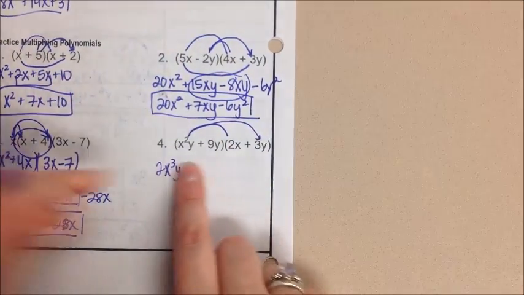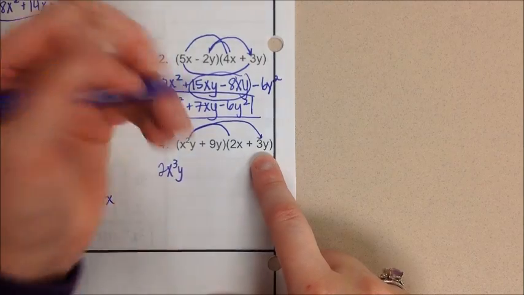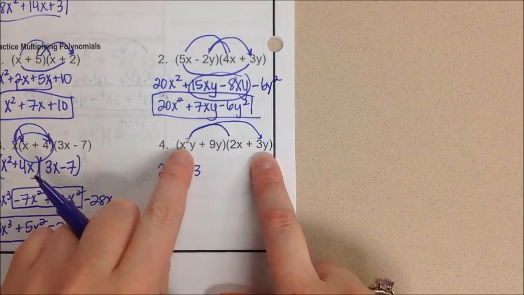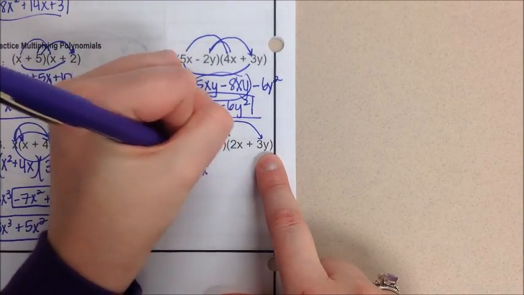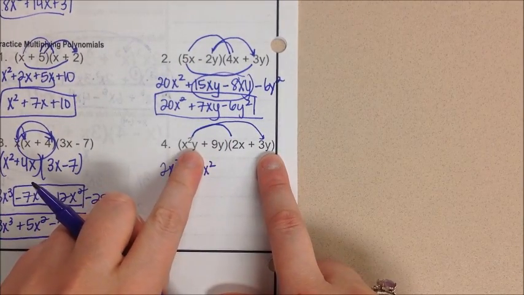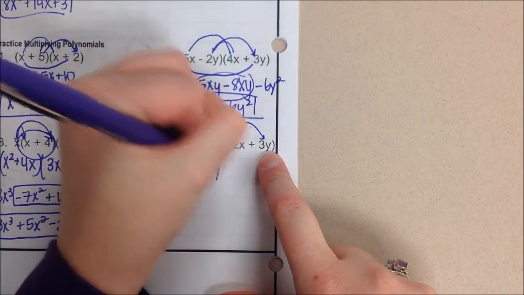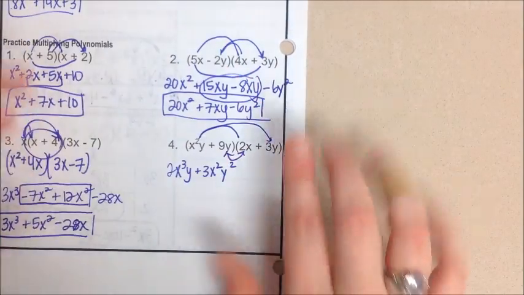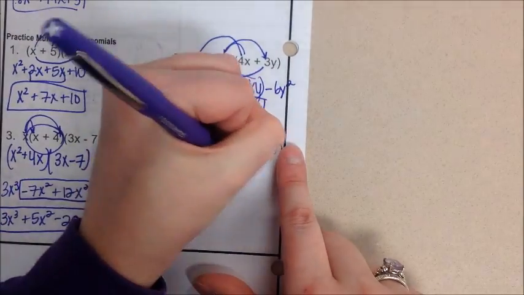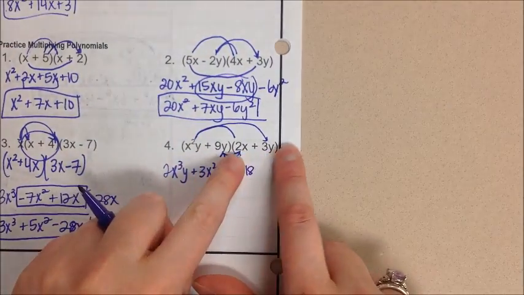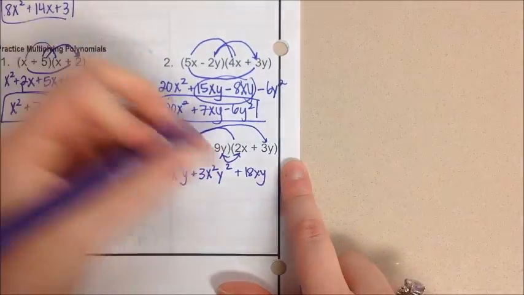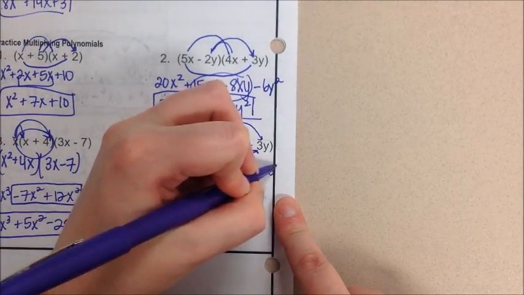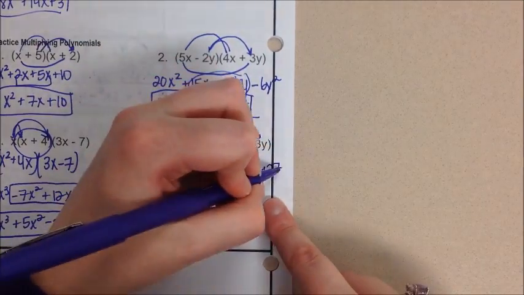Okay, then I do my outside. So then I have x squared y times 3y. So again, no coefficient other than the 3. And then I don't have an x squared in this term, so it's just x squared. And then y times y is y squared. Okay, and then I do my inside. So 9 times 2 is 18, and then that's xy. And then I do my last. And 9 times 3 is 27, and then y times y is y squared.